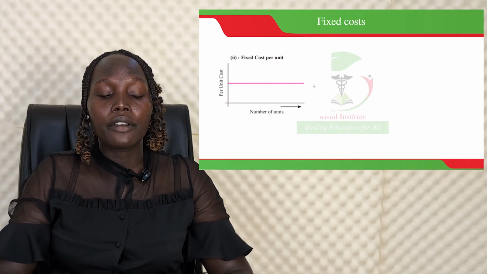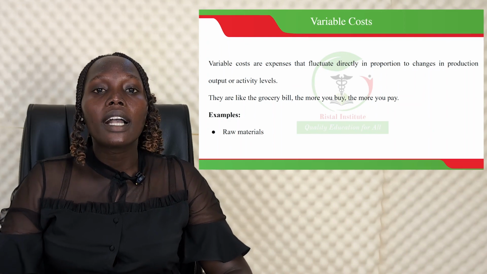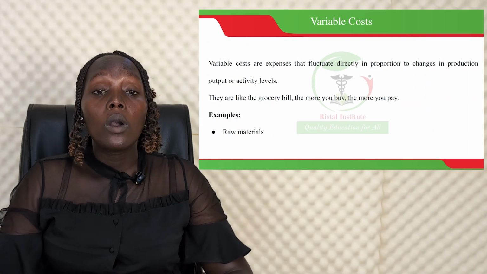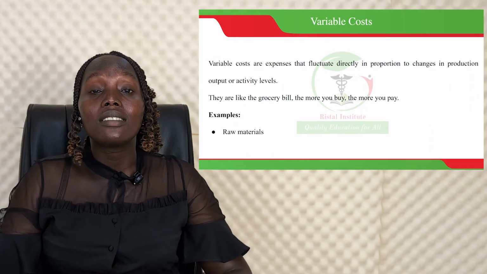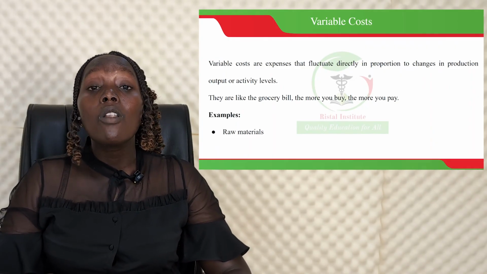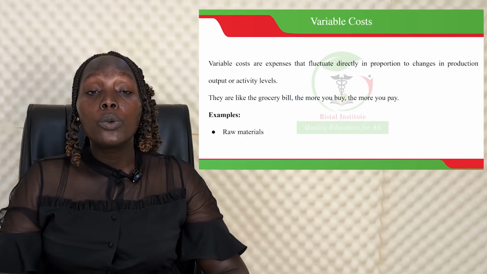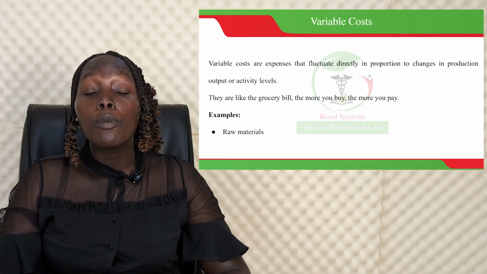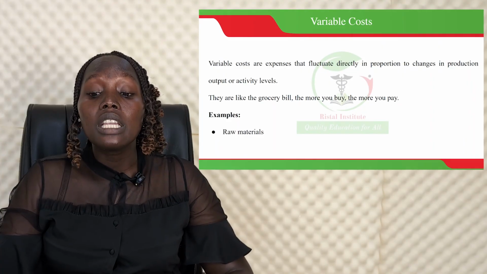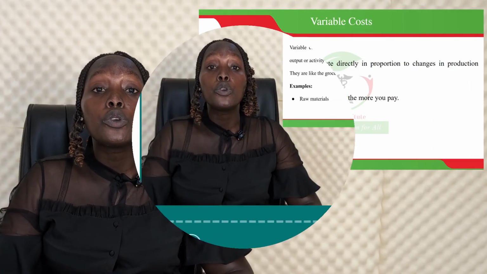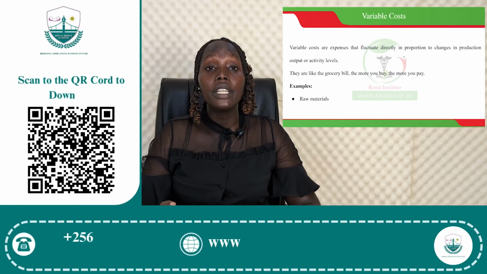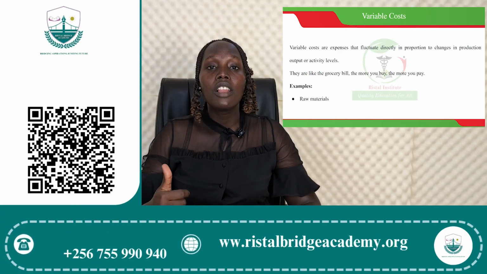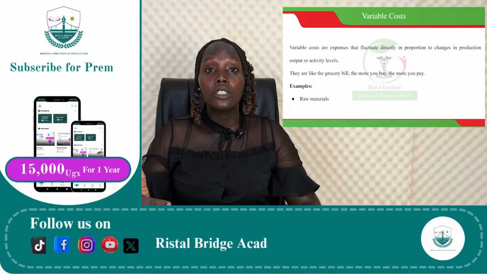So that is the graph. And then let's look at variable cost. What are variable costs? We see that variable costs are expenses that fluctuate directly in proportion to changes in production, output, or the activity levels. So it changes, it fluctuates according to the activity levels.